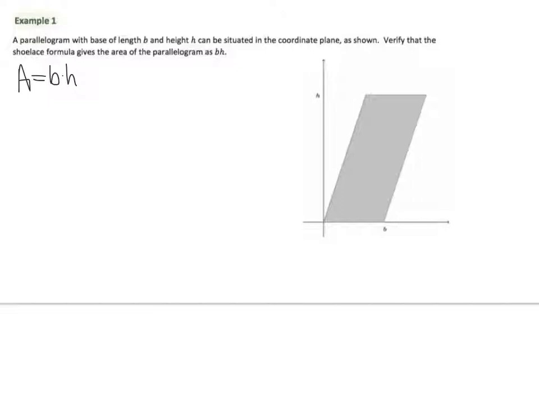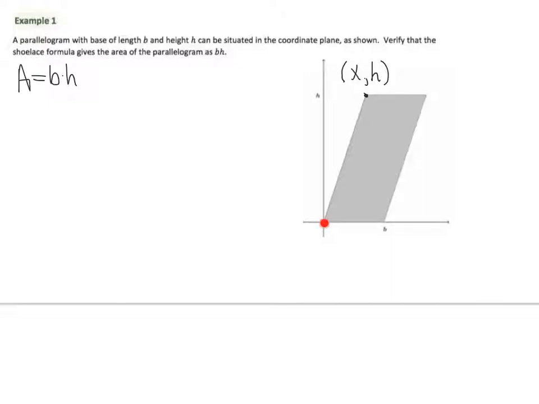Now let's look at this. I have the distance from the x-axis to the top left vertex right here as some number x. So my ordered pair here is (x, h), right? Top right vertex. Okay, what are the coordinates of the top right vertex?